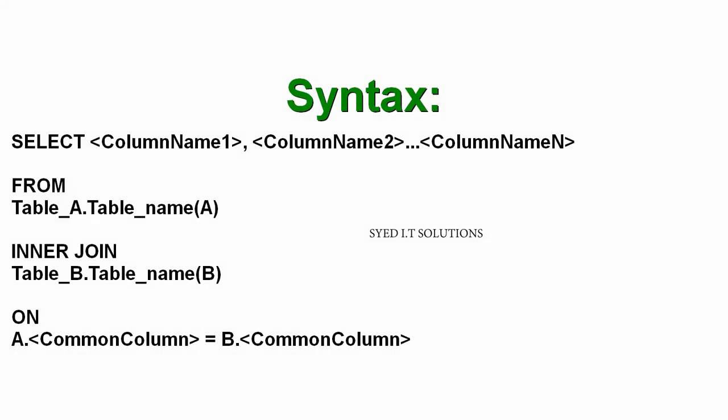The syntax: select column 1, column 2, column 3 and column n from table A, and we will name it with a dot like A, and then inner join table B, and I'm also giving the name of table B, like symbol B. Then on table A, means A dot column equals B dot column. The column should be the same, like the primary key. So let us start.